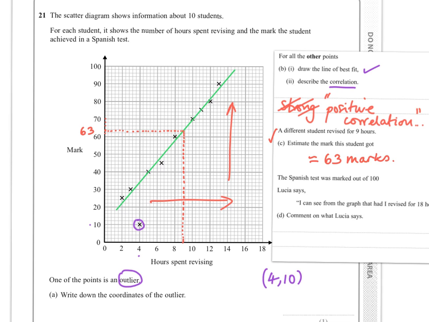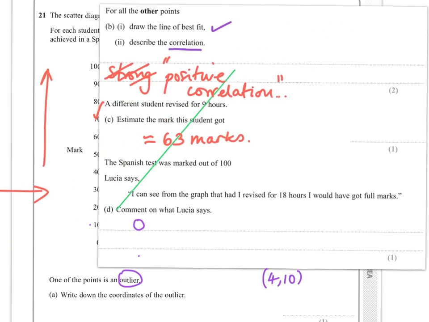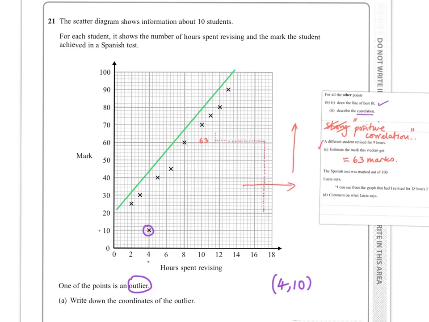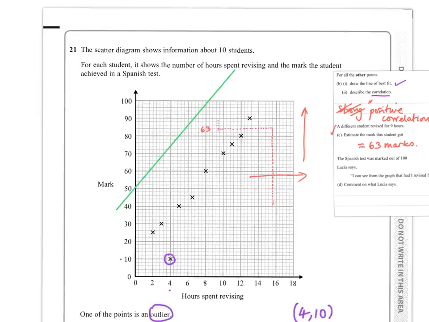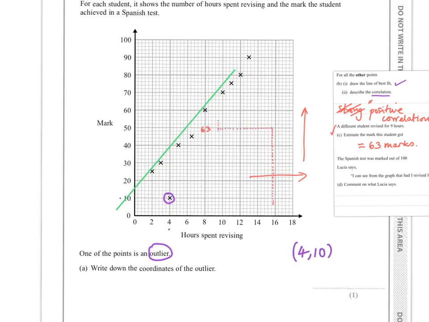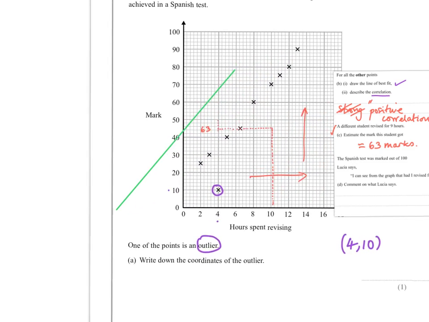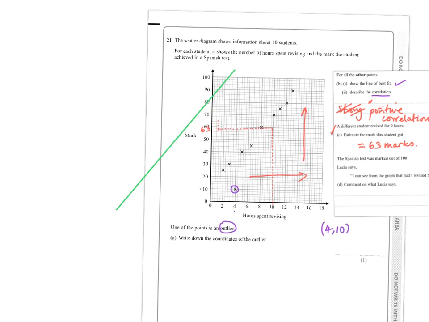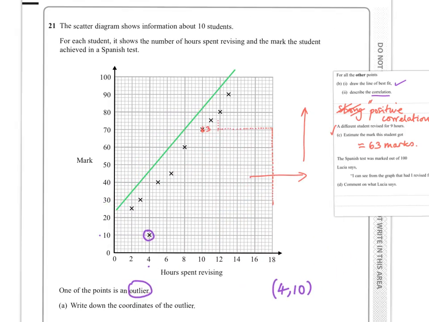It says the Spanish test was marked out of 100, and Lucia says, I can see from the graph that had I revised for 18 hours, and then it cuts off, let's have a look, I would have got full marks. Right, let's have a look. So we can get this back in order here. Let's have a look if I can do that. It's going to be quite difficult, so I'll do it this way.